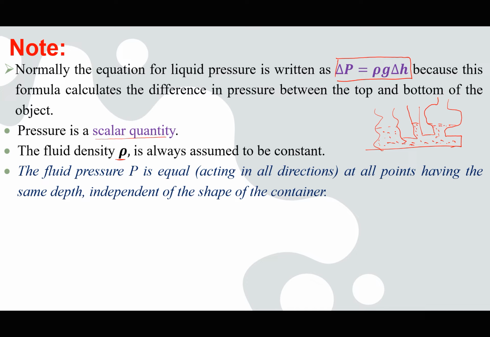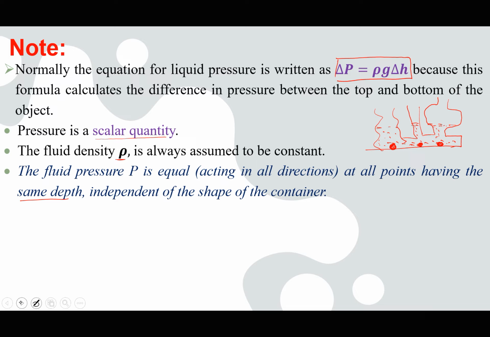So the fluid pressure is equal, acting in all directions at all points having the same depth, independent of the shape of the container. So if I want to find the pressure at this point here, it will be the same pressure at this point here, and the same at this point here, because they will all be at the same depth relative to the surface of the liquid. So pressure at equal depths is the same, independent of the shape of the container.